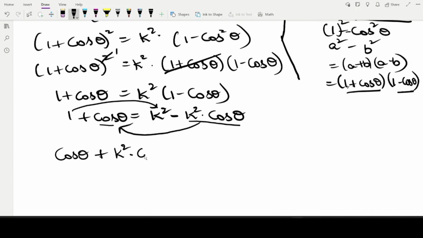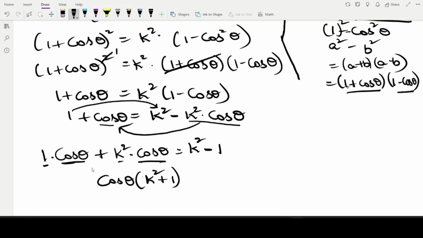So this becomes cos theta plus k square into cos theta equals, here you have the k square already. The one which is positive, when you shift to the other side, becomes minus. So here we have k square minus 1. Here you can take cos theta as the common part. So you are left with 1 plus k square, or k square plus 1, both are the same. So cos theta into k square plus 1 equals k square minus 1.